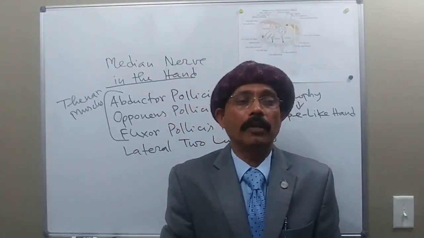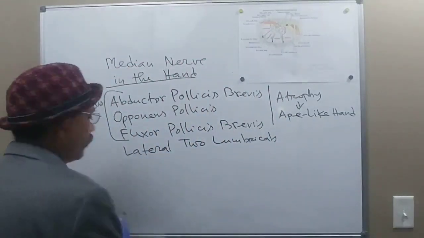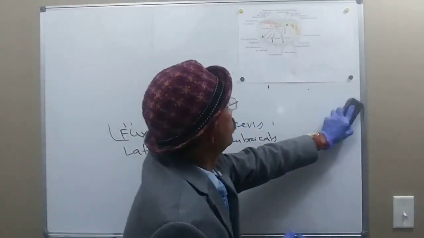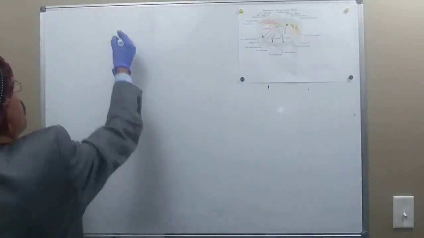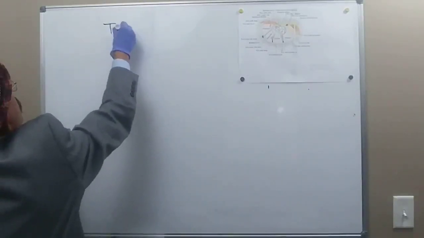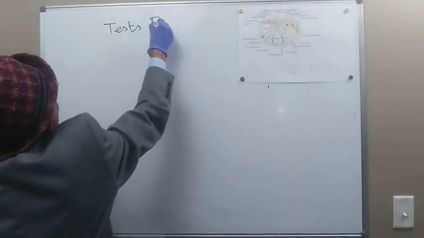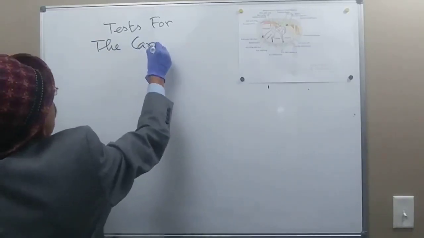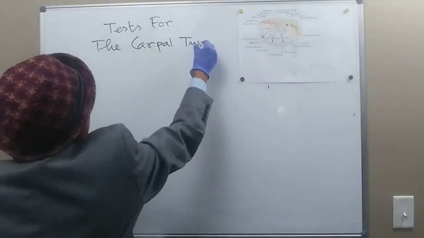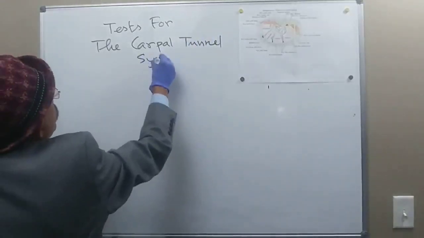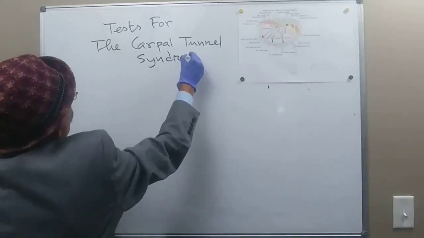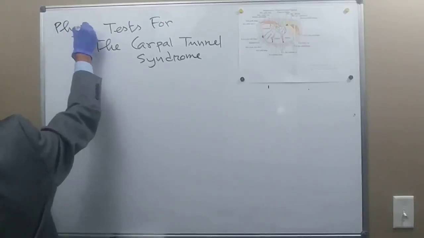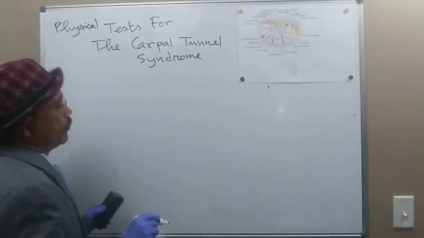How can we test for carpal tunnel syndrome? We have two tests, one is called Tinel sign and another is called Phalen's test. These are physical tests.